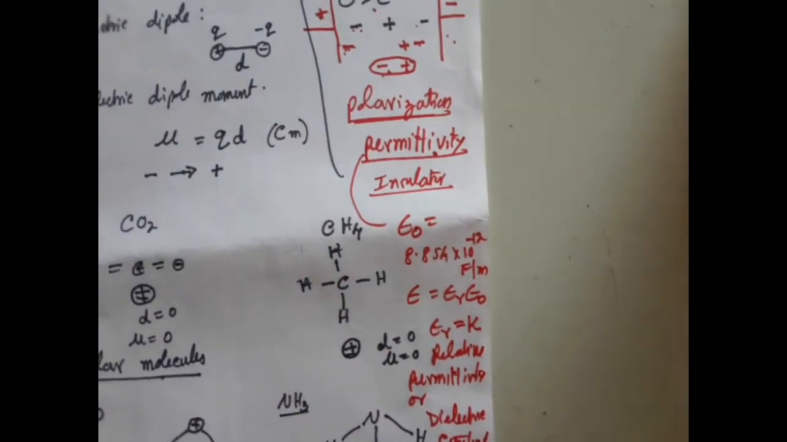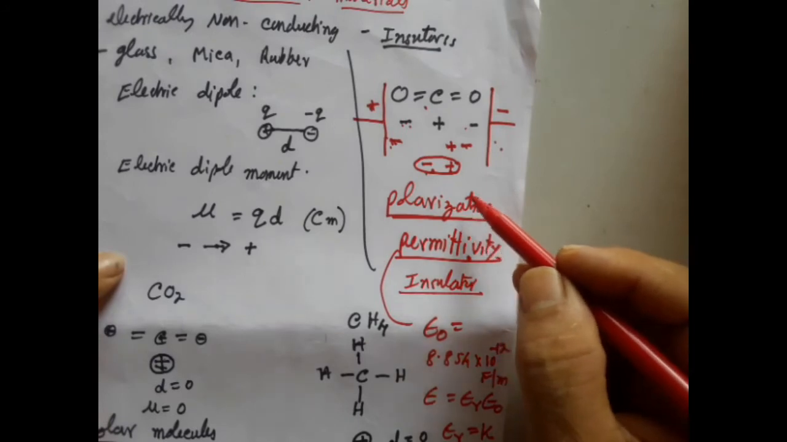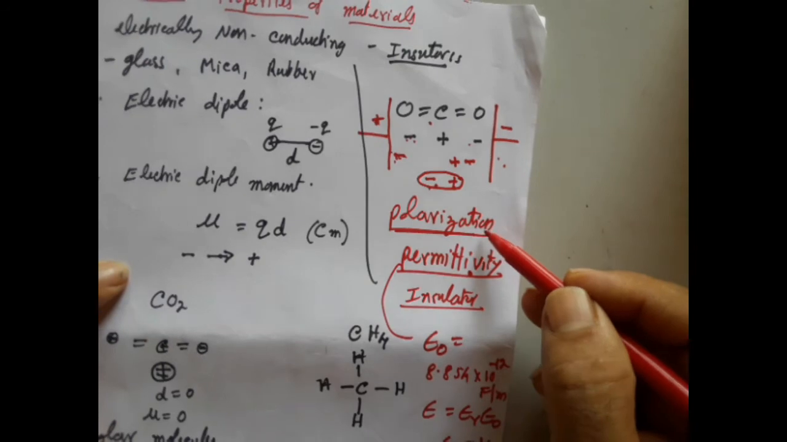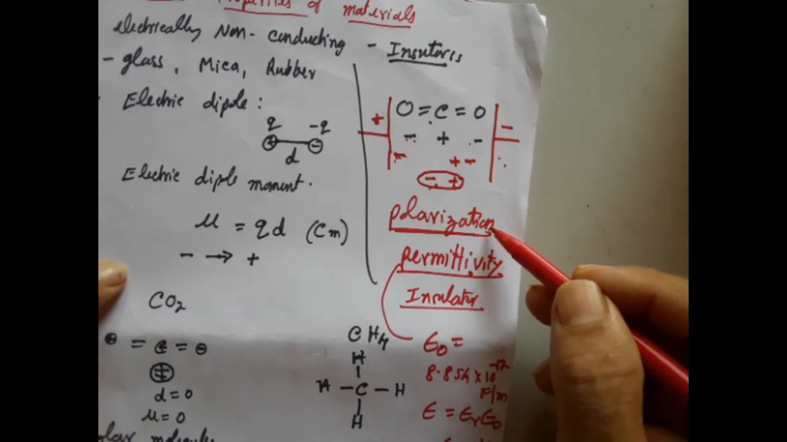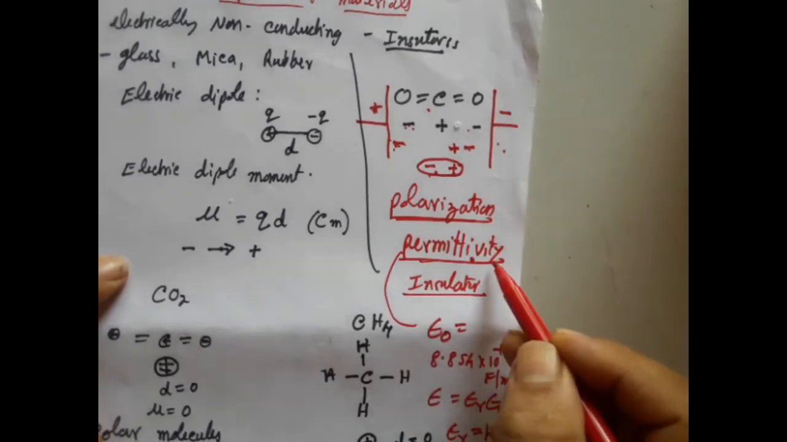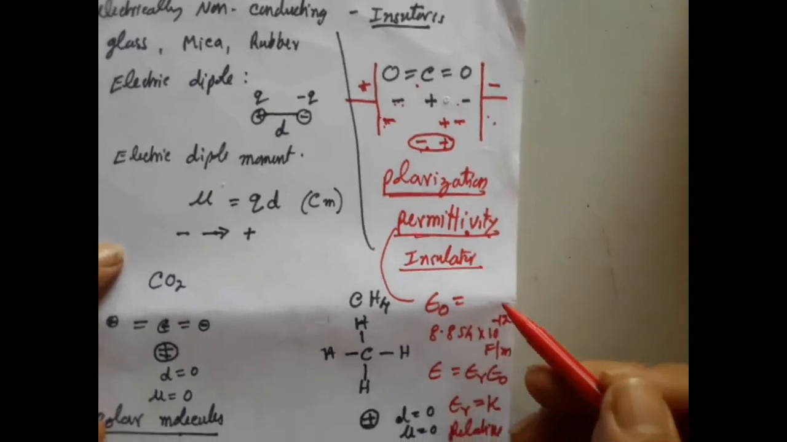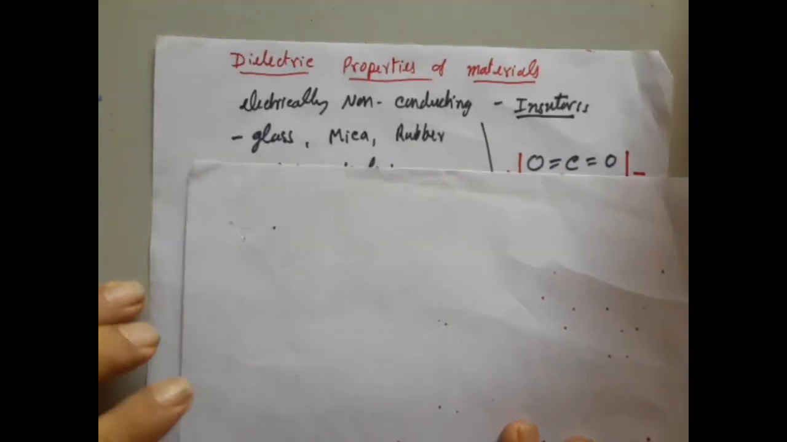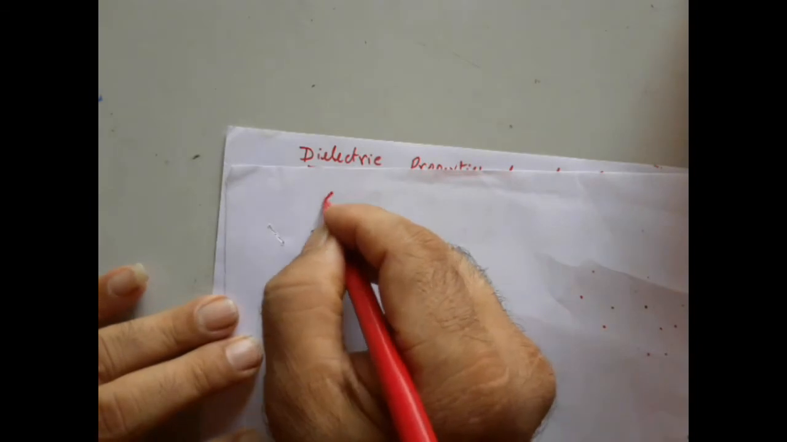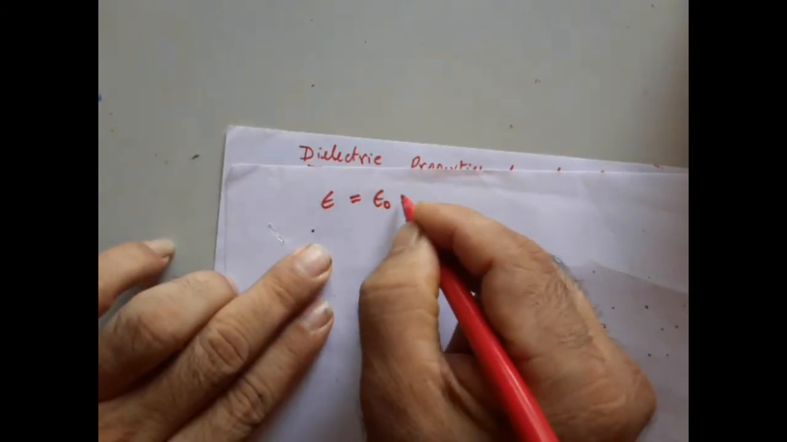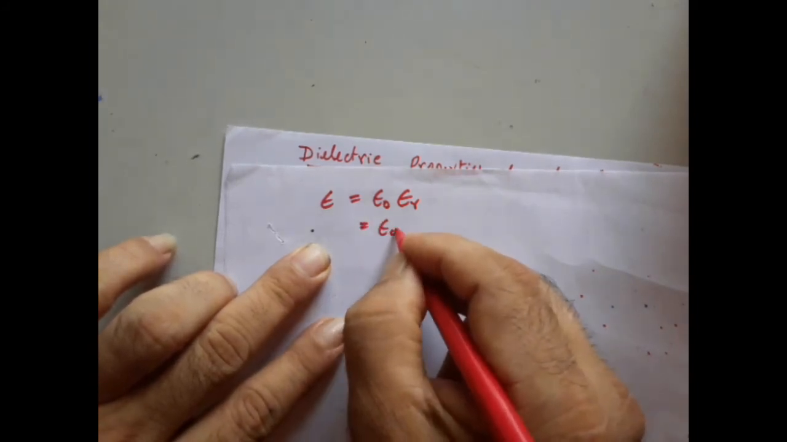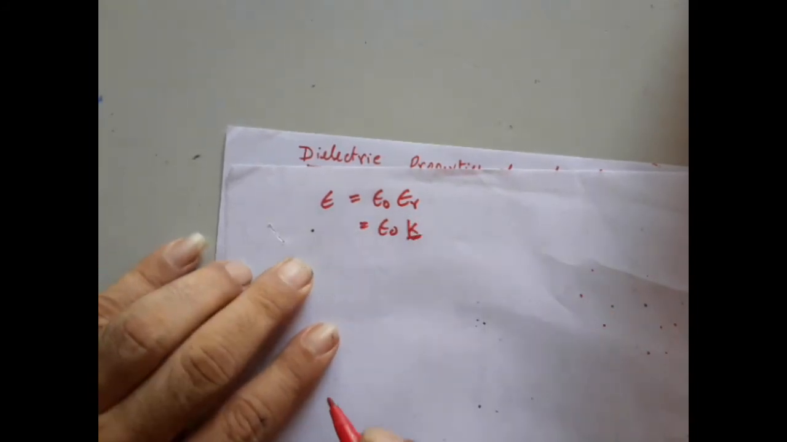Therefore, a material can polarize, or exhibit the dipole moment, only in the presence of an electric field, which is what we call polarization. And the polarization entirely depends on the permittivity with which the material allows the electric lines of force. Therefore, I can very clearly say epsilon is equal to epsilon naught into epsilon r, or epsilon naught into K, where K is the dielectric constant.